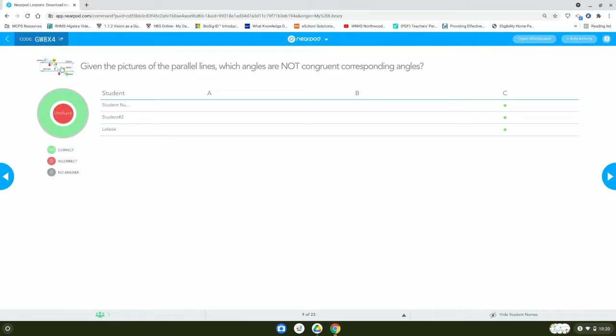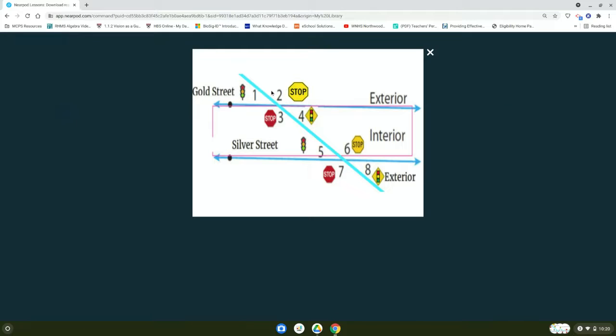So according to the picture, we see corresponding angles on 1 and 5, on 2 and 6. Those are corresponding. Stop sign 3 and 7, on 4 and 8. Awesome job.